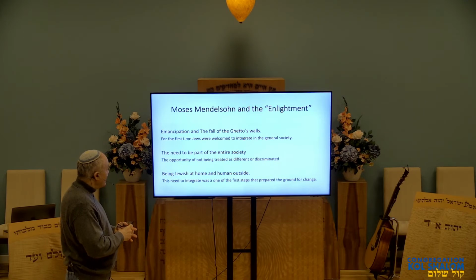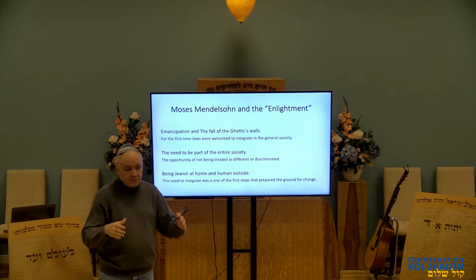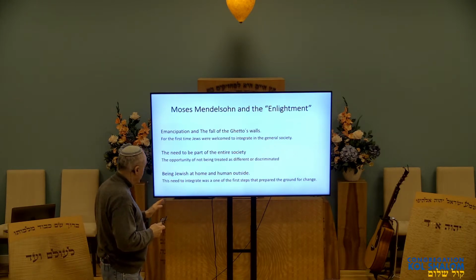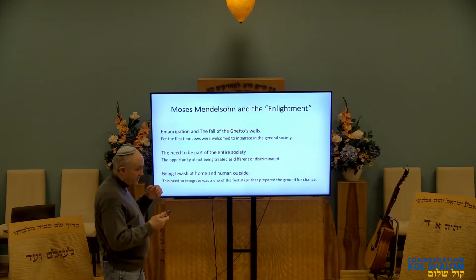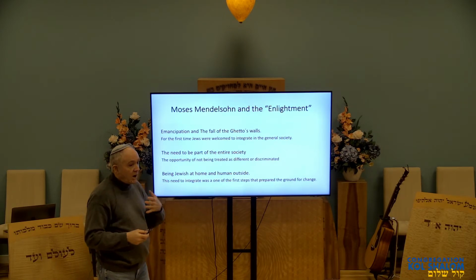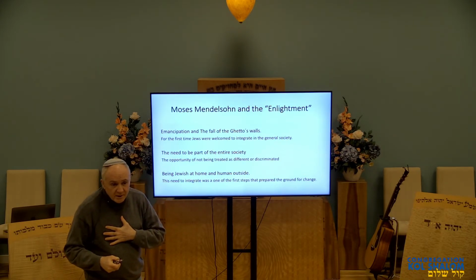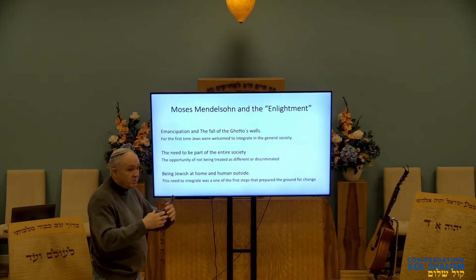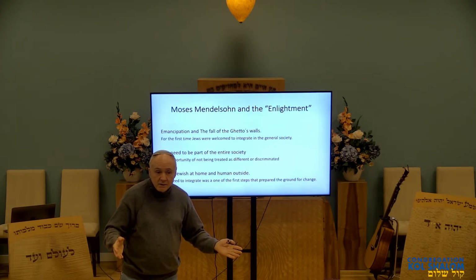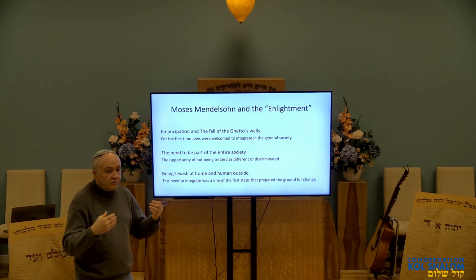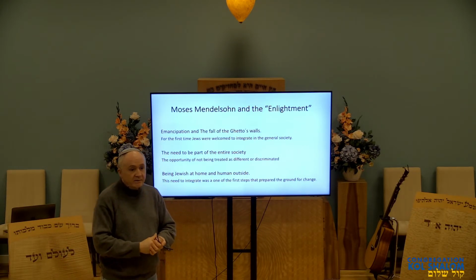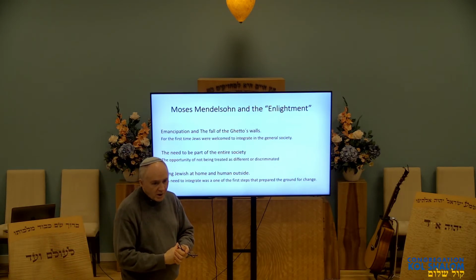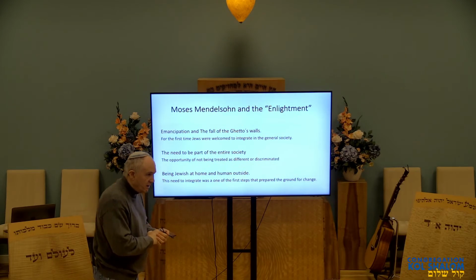So one of the things that Mendelssohn and these people decided to do is this very interesting and very known phrase: I want to be a Jew in my house, inside my home, and a human being outside. So I will fulfill the mitzvot, the commandments. I will do Shabbat, Passover, Chanukah, and all the festivals, everything in my house.